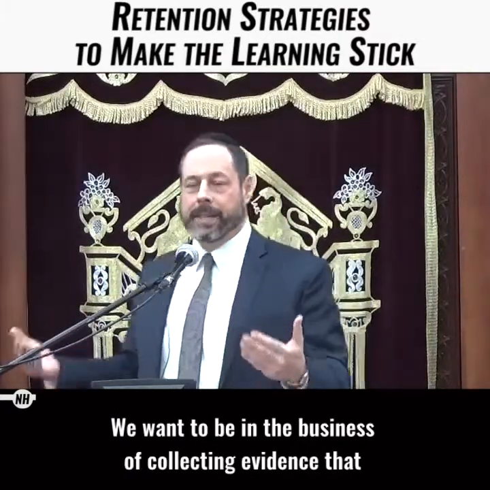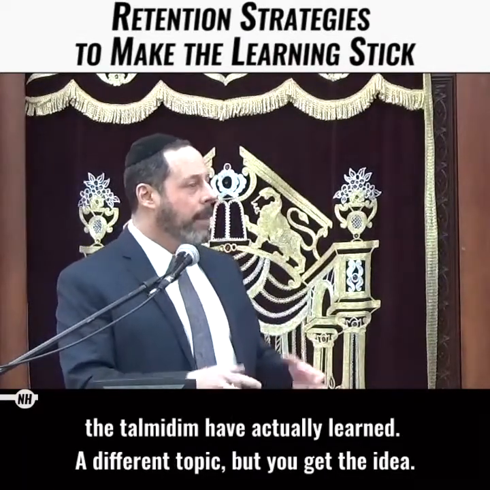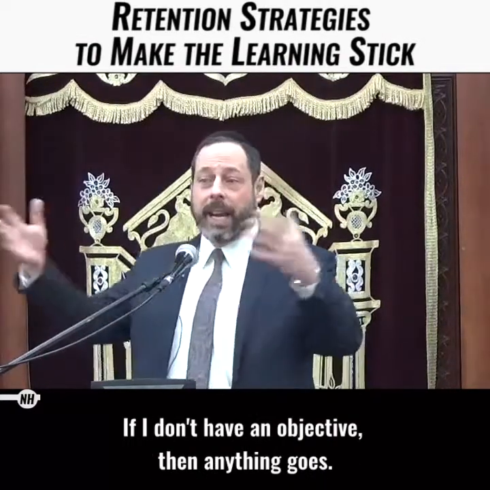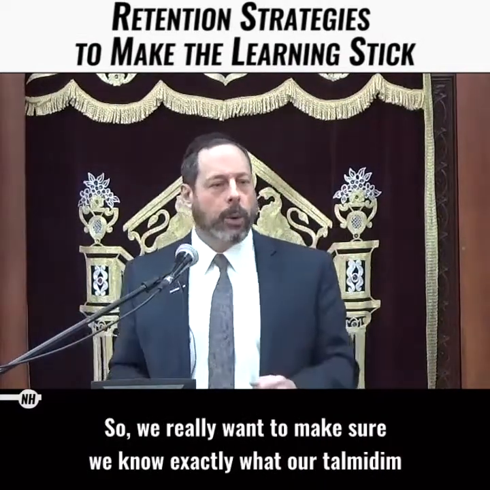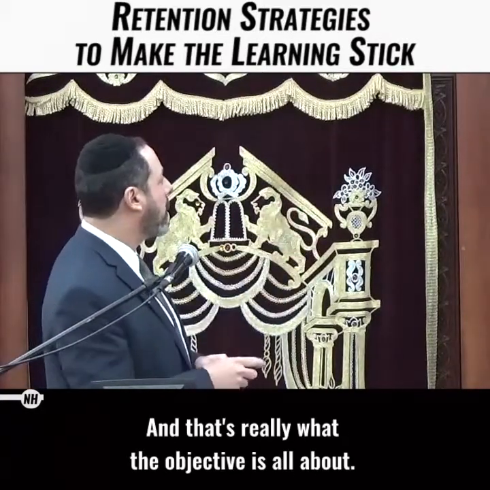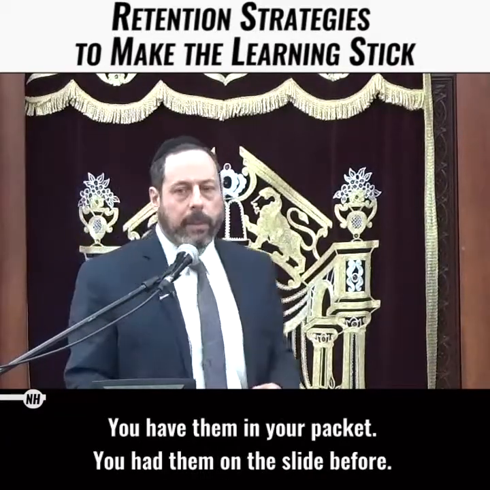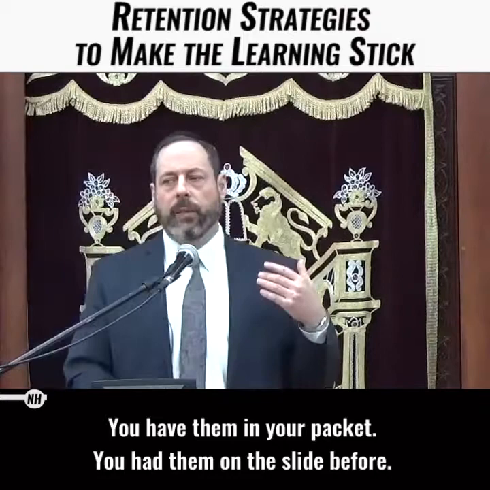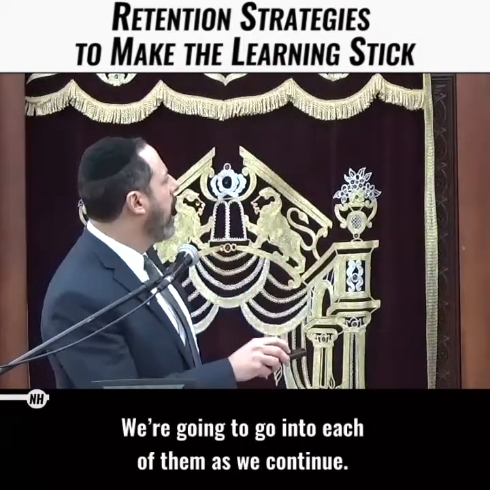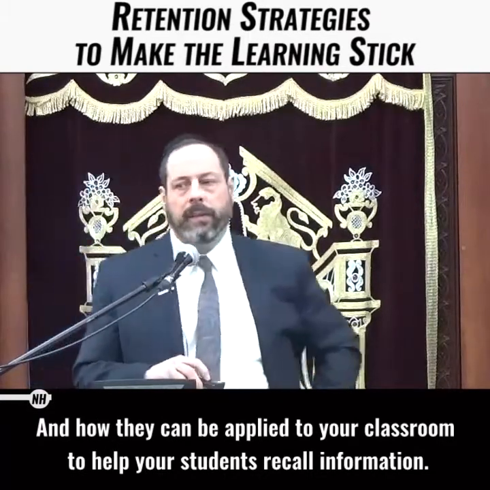We want to be in the business of collecting evidence that the Talmidim have actually learned. It's a different topic, but you get the idea. If I have an objective, then I have a chance. If I don't have an objective, then anything goes. So we really want to make sure we know exactly what our Talmidim are here to accomplish. And that's really what the objective is all about. So we're going to focus on 12 retention strategies. And you have them in your packet. You had them on the slide before, no mysteries here. We're going to go into each of them as we continue, and how they can be applied to your classroom to help your students recall information.